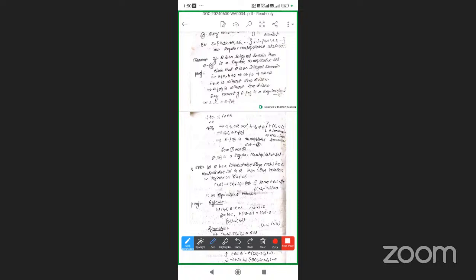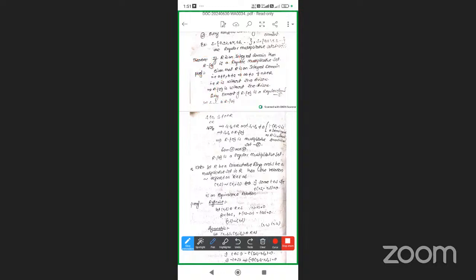Proof. Given that R is an integral domain, A not equal to 0 and B not equal to 0 implies AB not equal to 0, for all A, B belonging to R. So R is without zero divisors, and therefore every element of R minus singleton 0 is a regular element.